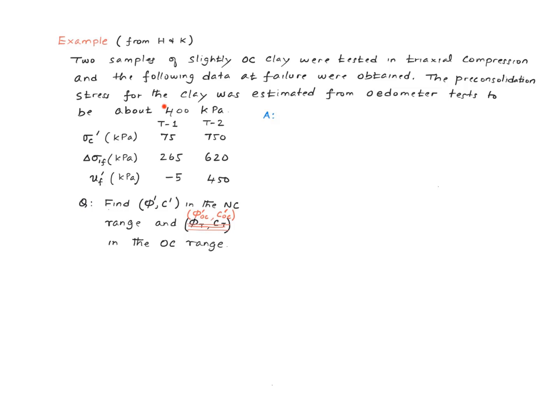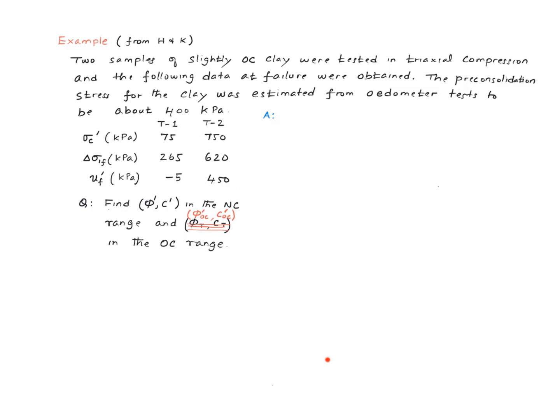Well, the soil has a pre-consolidation pressure of 400 kilopascal, right? But test 2 was conducted with an effective confining pressure of 750 kilopascal. But 750 is greater than 400, and therefore it might have been over-consolidated in the beginning, it doesn't matter, but it has been consolidated even to a higher pressure than that, and therefore the soil is now normally consolidated. So the specimen used in test 2 is a normally consolidated specimen.